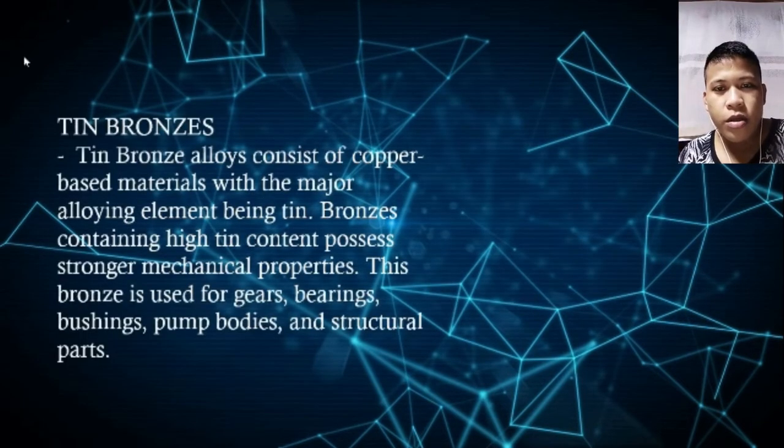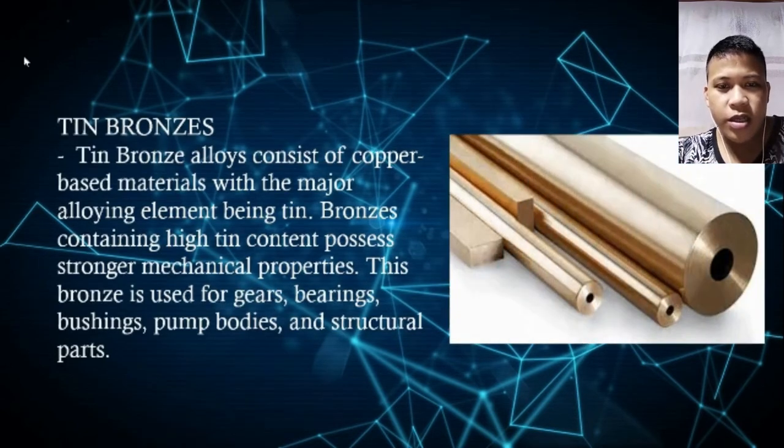Tin bronze. Tin bronze alloys consist of copper-based materials with a major alloying element being tin. Bronze containing high tin content possesses stronger mechanical properties. This bronze is used for gears, bearings, bushings, pump bodies, and structural parts. It is used in bearings because it is strong and wear resistant, with increased strength, good corrosion, and corrosion fatigue properties.